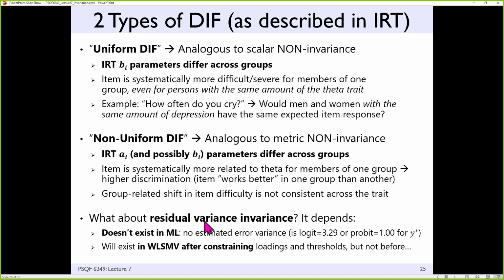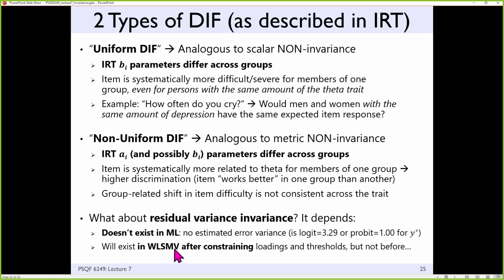What about residual variances? Now it depends on your estimator. In full information maximum likelihood, there is no residual variance. It's just, well, it's 3.29 if you're in logits, or it's 1 if you're in probits. And if there are no estimated residual variances, then we can't test whether they differ across groups. It's not a parameter.